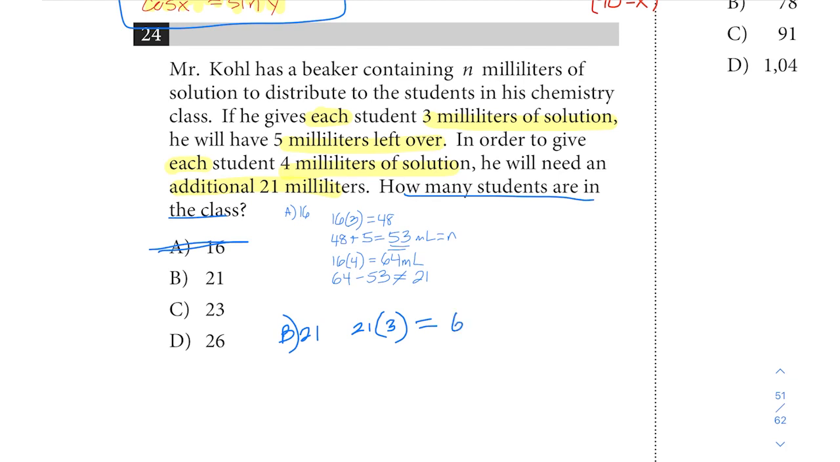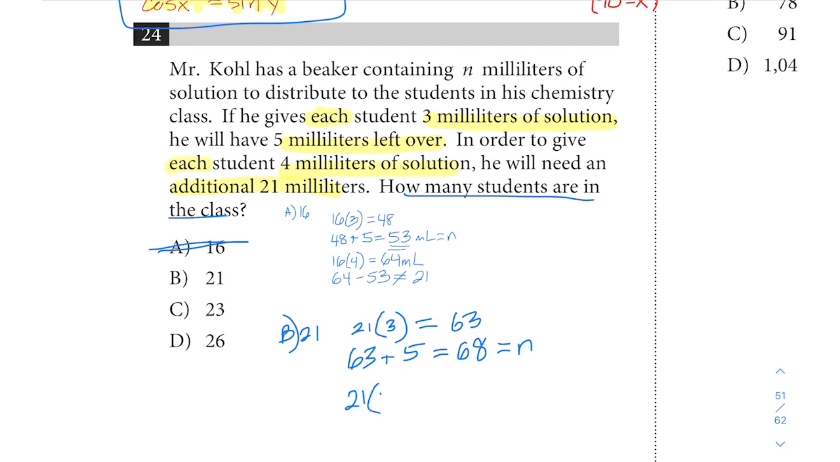So 21 students times 3 milliliters each would be a total of 63. And then the 5 remaining, just like we did for answer choice A, that would give us 68. Now, that's our total. That's our value of n.